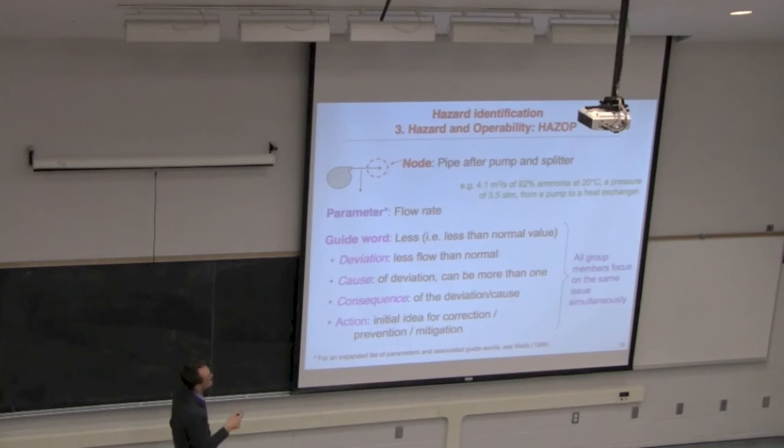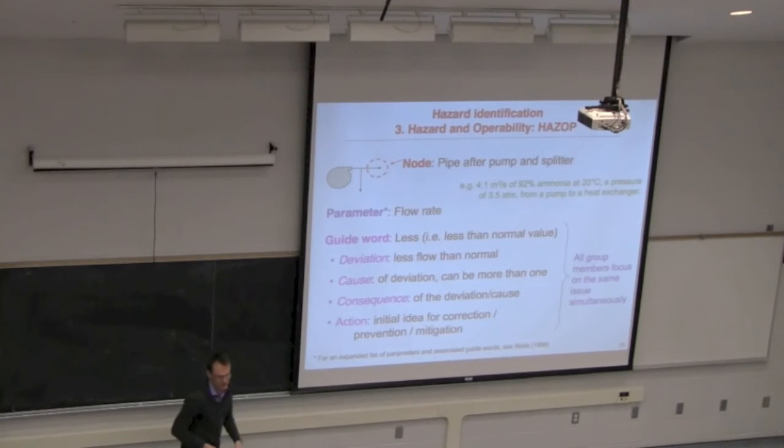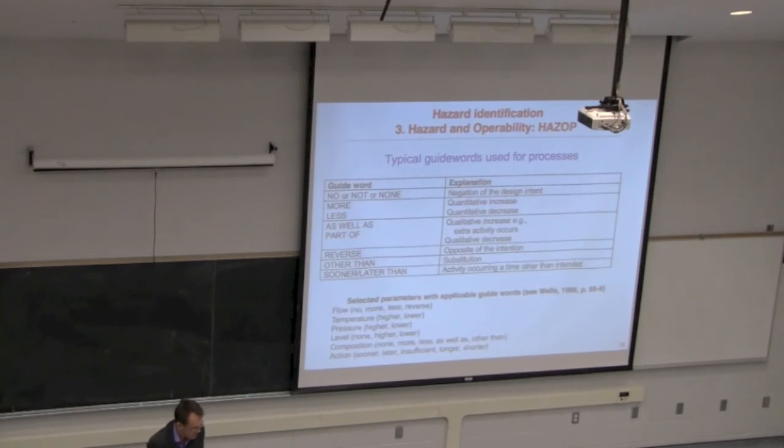And sometimes they won't even call these hazards. Other companies will call them all sorts of names. Right? But the principle is this. Once you've established your node, your parameter, your guide word, you go through this and use the knowledge of the people around the table to figure out what can cause a deviation, what the consequences are, and what is a suitable action. So the only way you can really do this is with practice.